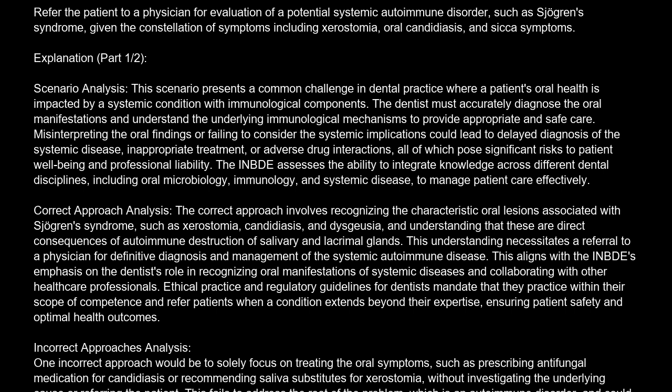This aligns with the INBDE emphasis on the dentist's role in recognizing oral manifestations of systemic diseases and collaborating with other healthcare professionals. Ethical practice and regulatory guidelines for dentists mandate that they practice within their scope of competence and refer patients when a condition extends beyond their expertise, ensuring patient safety and optimal health outcomes.